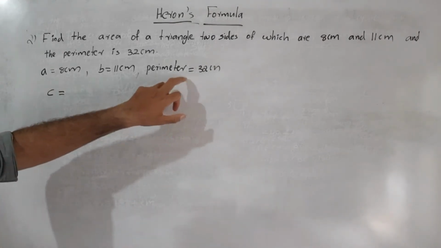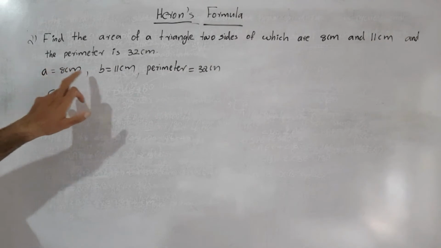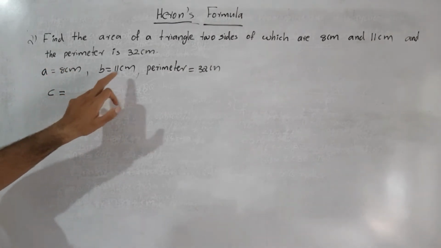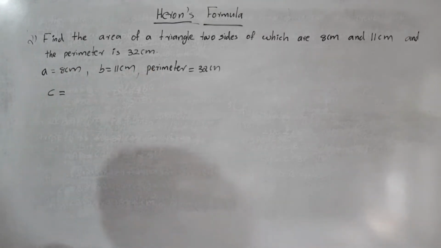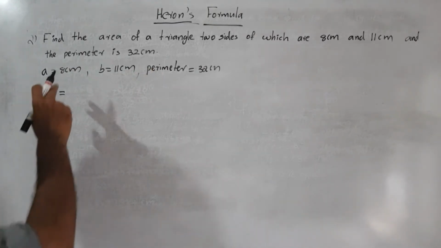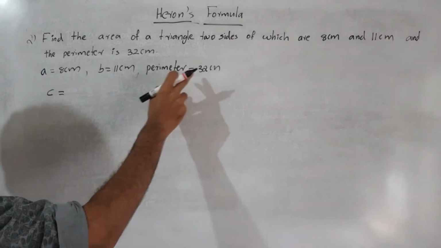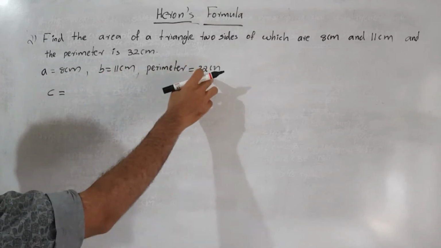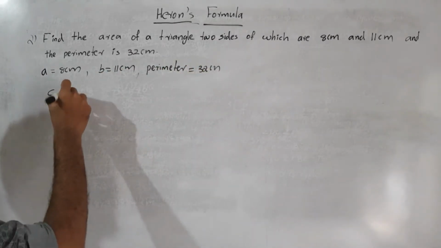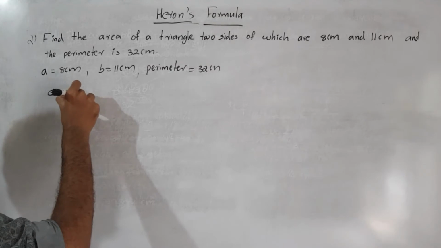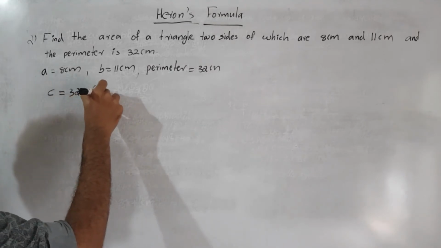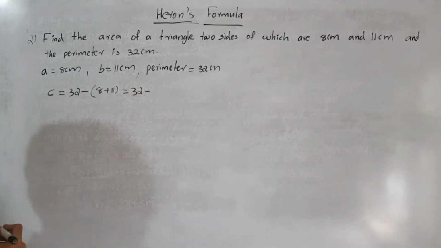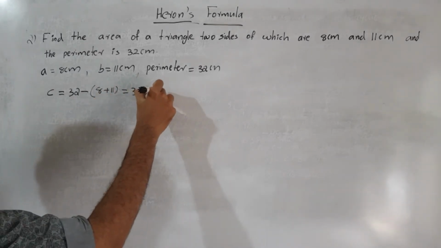Yes, perimeter means the sum of A, B and C. We know the value of A and B and the perimeter, so how do we find the C value? The sum of A and B we subtract from the perimeter, then we get the value of C. C is equal to 32 minus (8 plus 11), which is 32 minus 19.